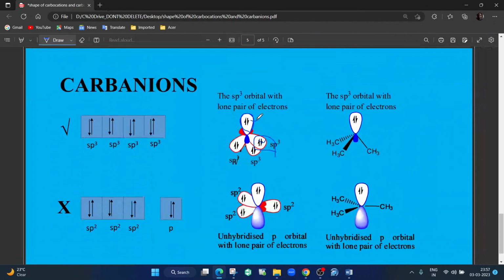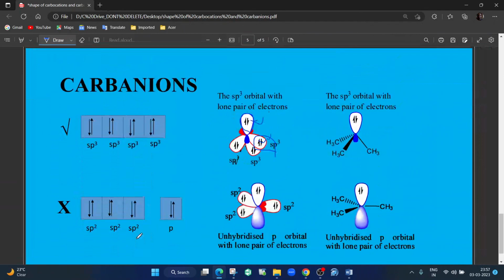Now understand, the repulsion is more for lone pair of electrons. The lone pair of electrons wants to be more stable than even bond pair, because bond pair is being shared between two nuclei. So here what happens is, you have a bond pair of electrons in an sp3 hybridized orbital, the lone pair of electrons is in an sp3 hybridized orbital, and the other bond pair electrons are also in sp3 hybridized orbitals.